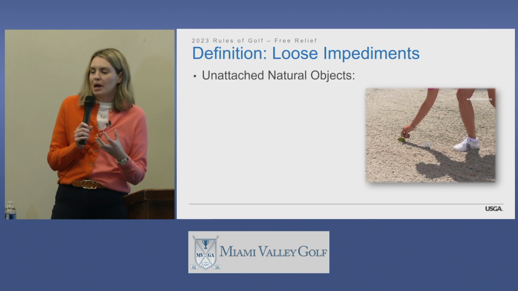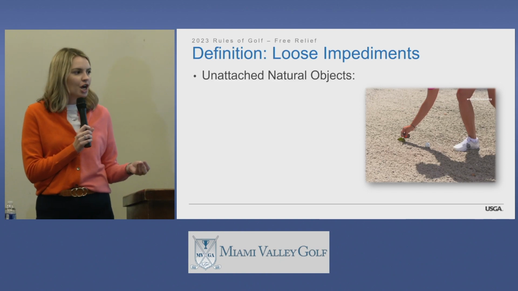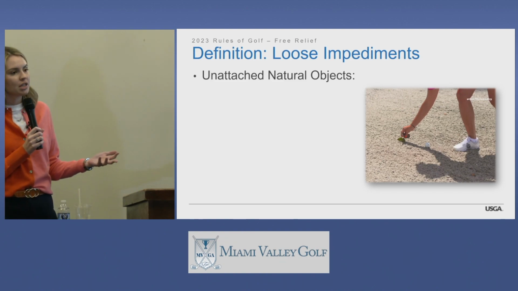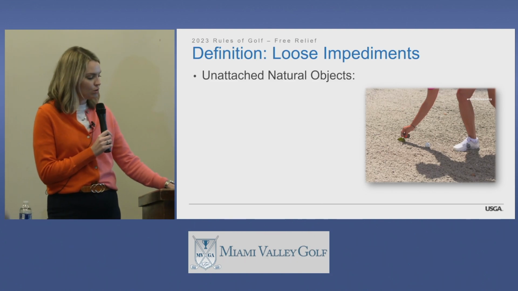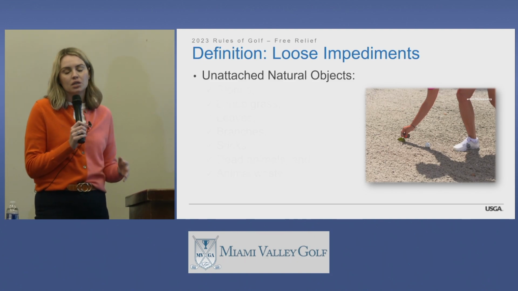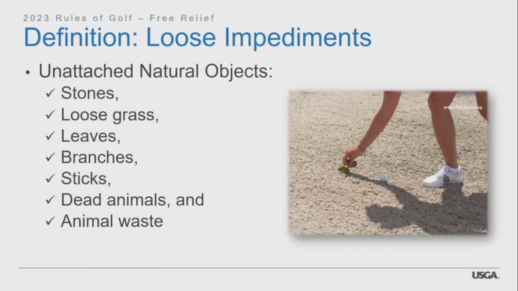As we think about loose impediments, these are natural, unattached objects. Largely objects that were once part of the course but have become detached. They are no longer attached to it. Tons of examples that we can think of: leaves, twigs, rocks, sticks. We throw in the dead animals and animal waste, which aren't my favorite, but they're examples.